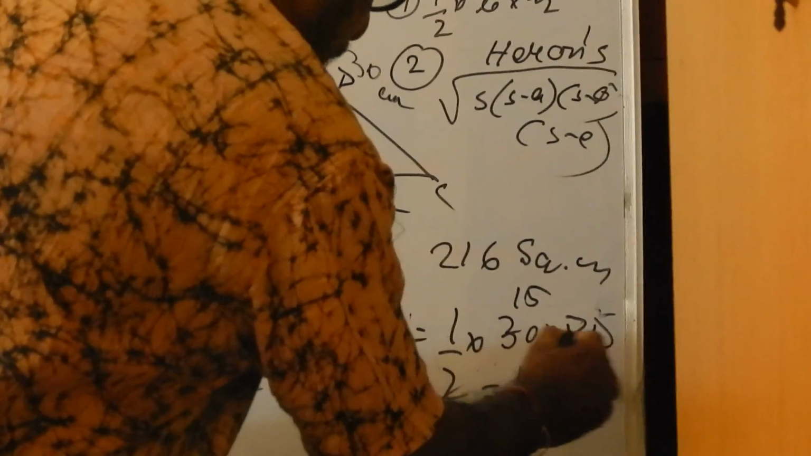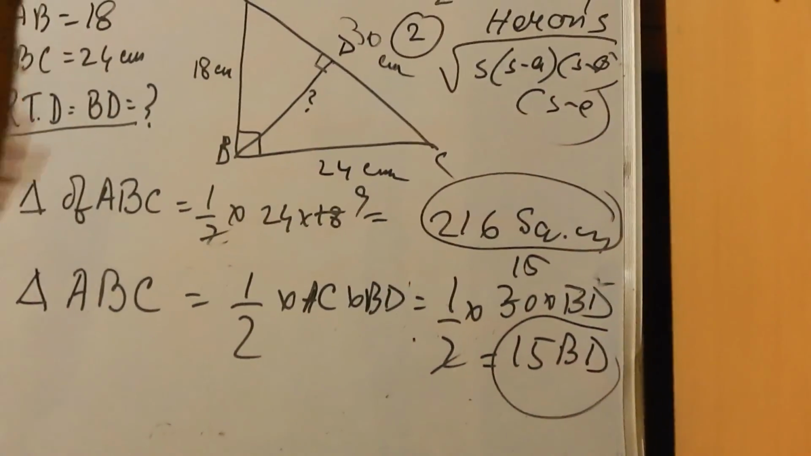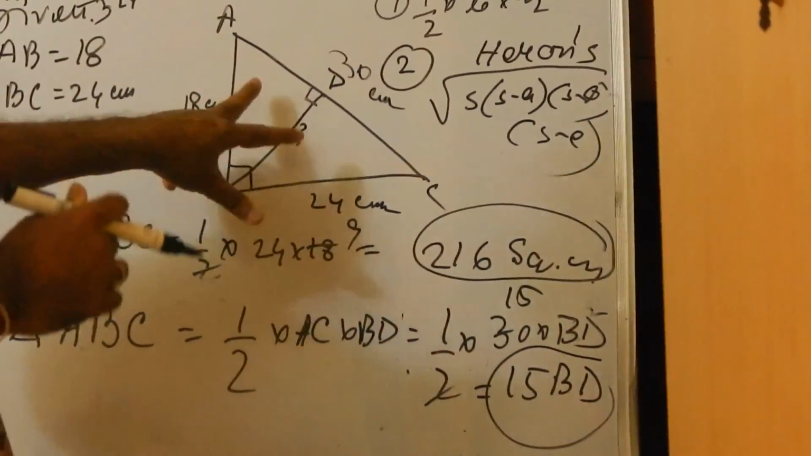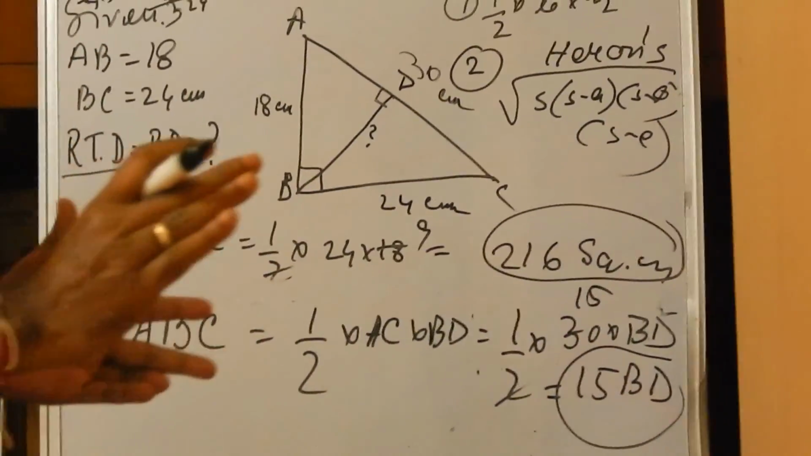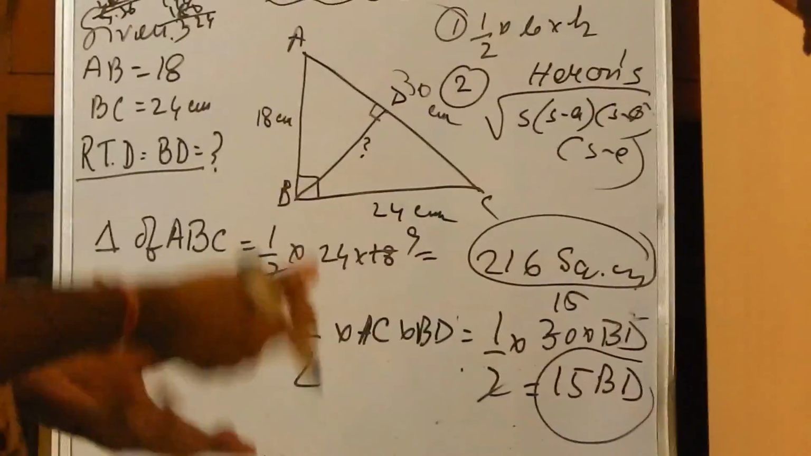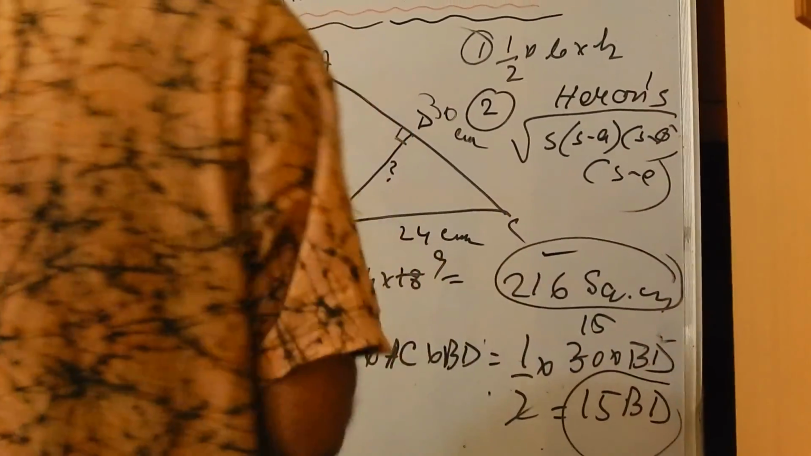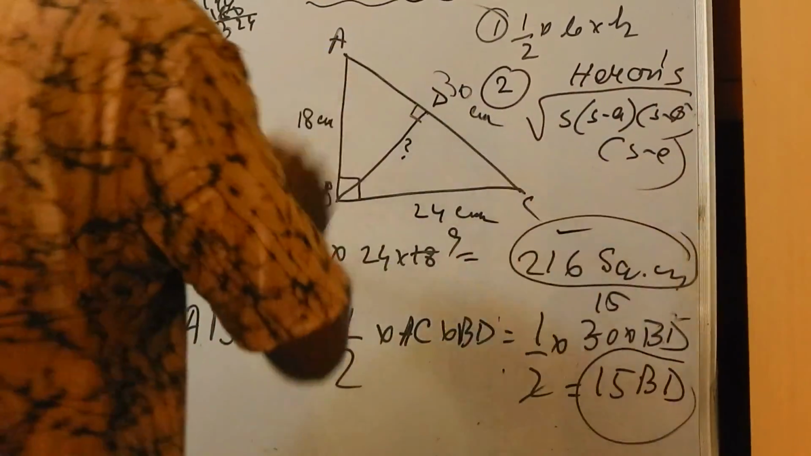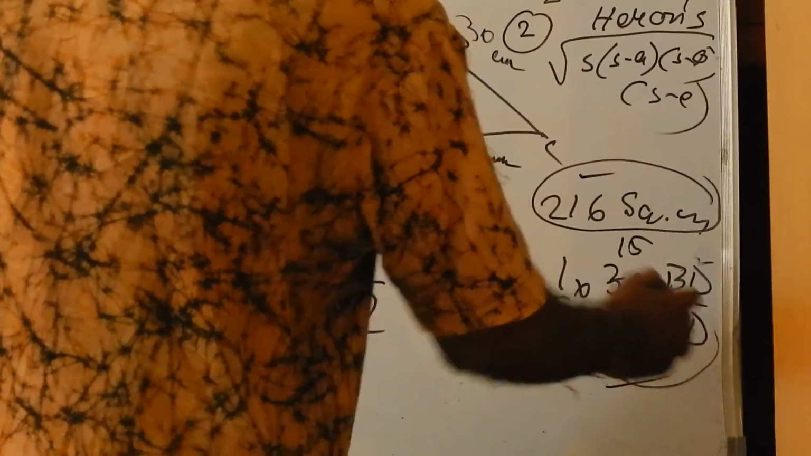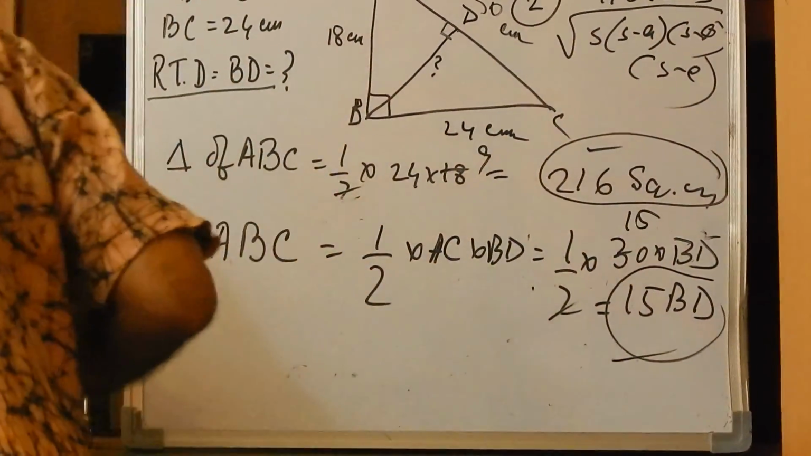Now we can equate these because the area of one and only triangle ABC cannot be different. Area is always the same. By whichever way you derive it, it should be the same. So we have derived directly 216 and now we derive indirectly. It is 15 into BD. So we can equate this easily.